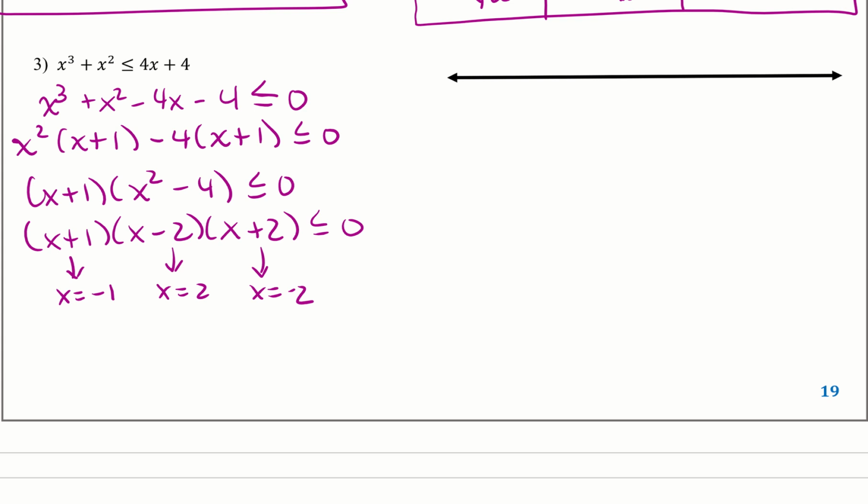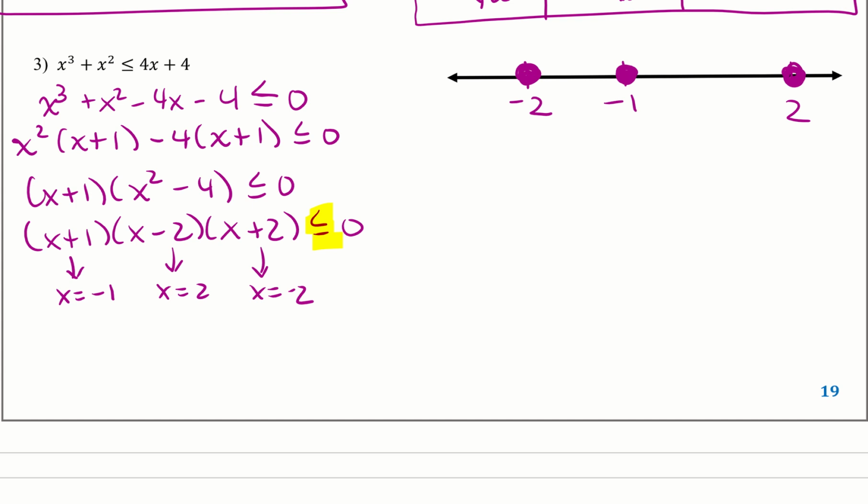So on my number line, -2, -1, I'm just putting them in order, and +2. Now the question is, should I use an open circle or a closed circle for these? Well, we are allowed to equal 0. So I'm going to go ahead and use closed circles. I'm actually allowed to equal 0. So where these x-intercepts are, where these zeros are going to be values that I'll accept.